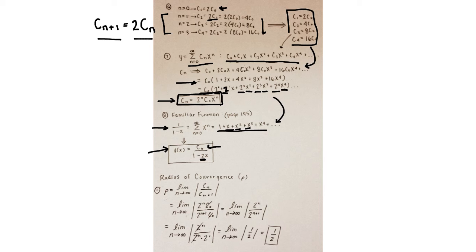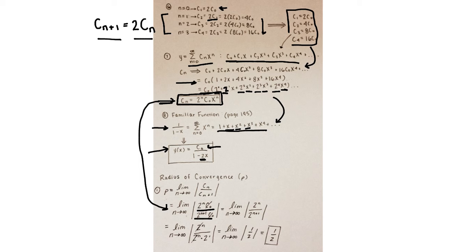So now I went on to part number 2, which wanted you to determine the radius of convergence. The radius of convergence is equal to the limit, as n approaches infinity, of this c sub n that we found up here over the next term, c sub n plus 1. Plugging in my values for this, I have 2 to the n times C naught over 2 to the n plus 1 times C naught. So this would be the next term in that series.